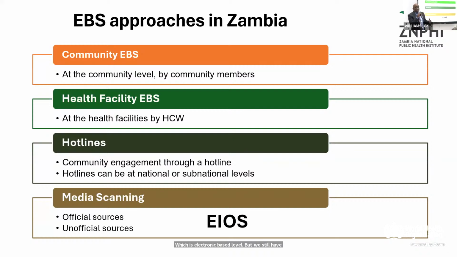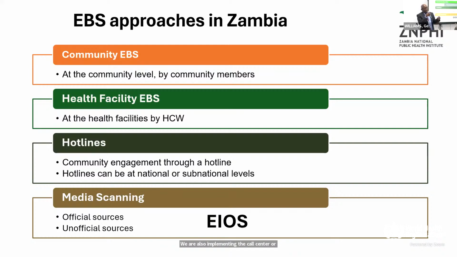So zeroing in on the event-based surveillance guide for Zambia, we have 9 modules, and the key modules speak around approaches that we have to implement in the context of Zambia. They speak about community event-based surveillance, and health facility event-based surveillance. We are also implementing the call center or hotline surveillance. And lastly, the media scanning surveillance.